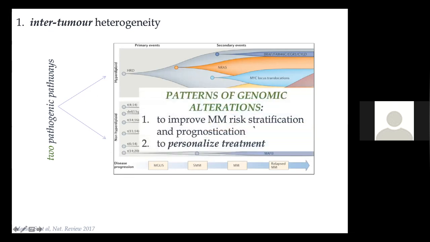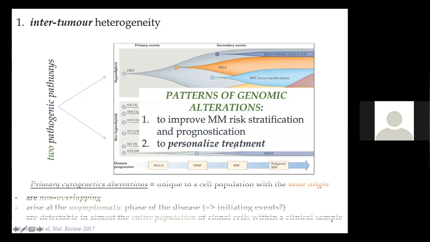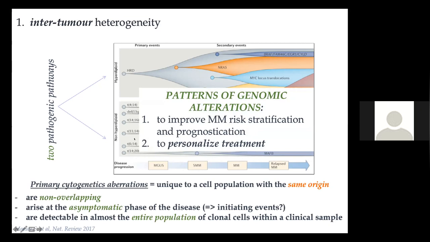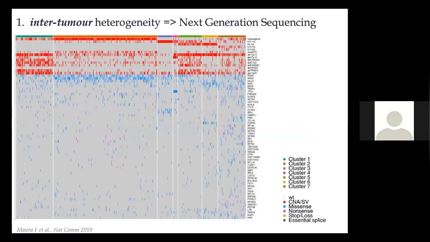The identification of patterns of genomic alteration might improve multiple myeloma risk stratification and prognostication and might allow personalized treatment. To this aim, the identification of primary genomic aberrations is critical. These are unique to a cell population with the same origin because they are non-overlapping, arise at the asymptomatic phase of the disease, and are detectable in almost the entire population of clonal cells within a clinical sample.